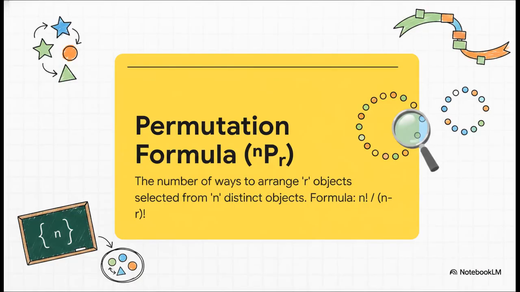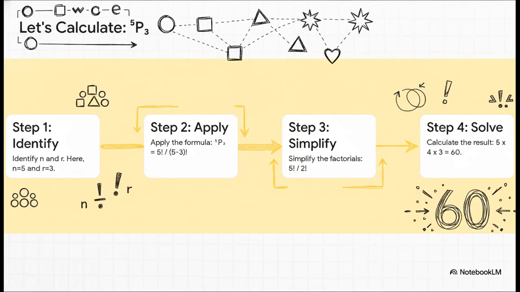And here it is, the classic permutation formula, nPr. All this really tells us is how many ways we can choose and arrange our items from a bigger pool of n items. Let's use it right away. To find the number of ways to arrange 3 letters from a set of 5, we just plug the numbers into the formula, do a little bit of simplifying, and there it is. We get 60 possible arrangements.